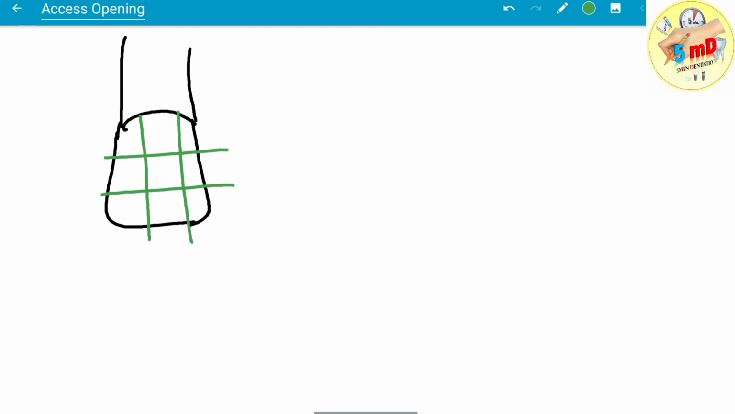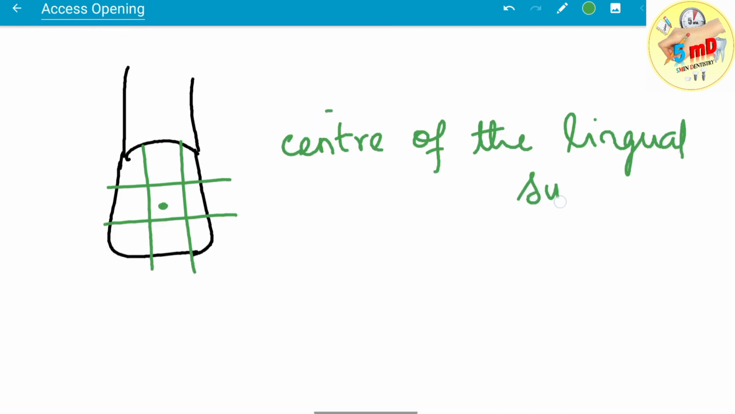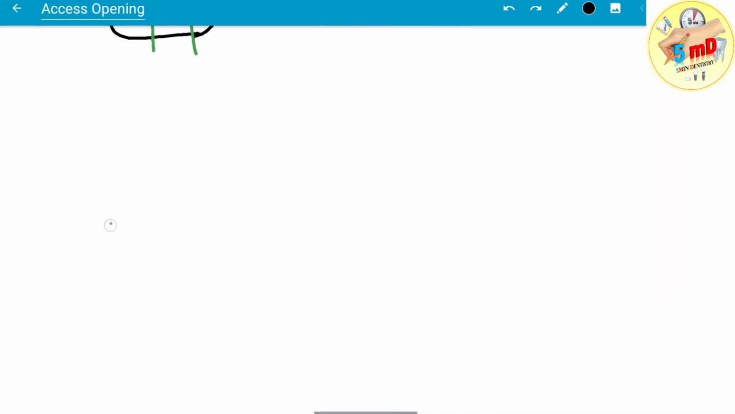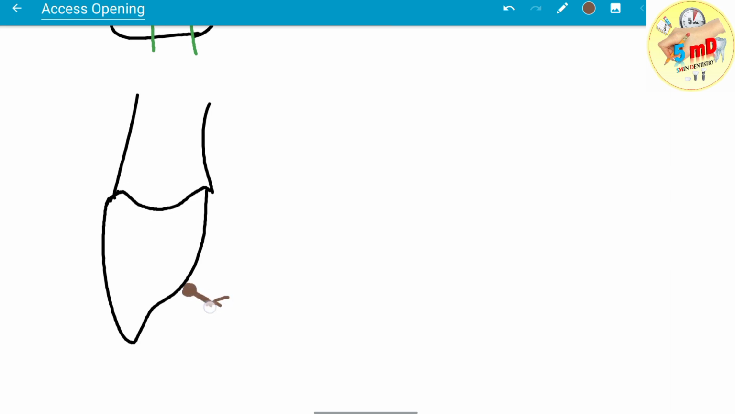Now, as a guidance, in the lingual aspect, try to divide it into 9 segments. The middle segment, that is the central part of the lingual side, is where you should prepare your access cavity. To mark the central point, we are approximately dividing it into 9 segments. Usually we choose a contra-angled handpiece and a small round burr, usually size number 4 or so, and aim for the center of the lingual surface.